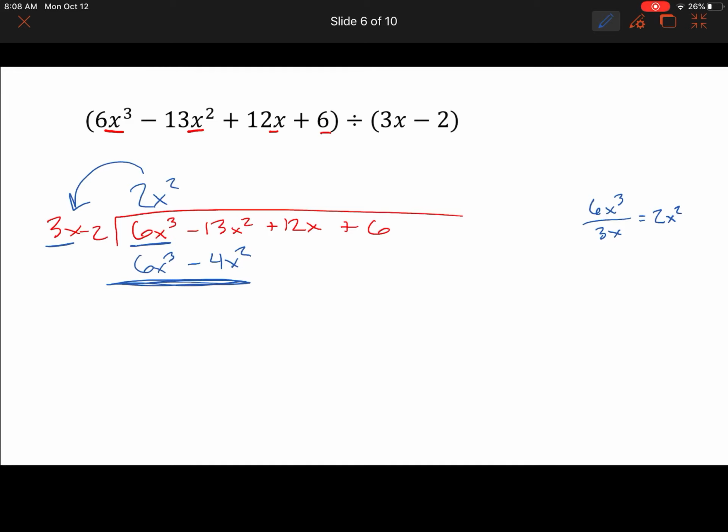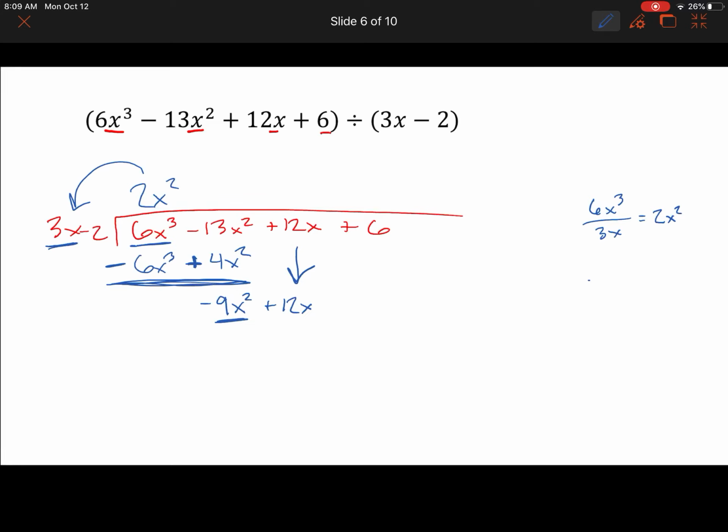And don't forget, at this point, we are subtracting. So let's distribute that subtraction sign here and here, so that becomes a plus. So 6x cubed minus 6x cubed is 0. Negative 13 plus 4x squared gives me negative 9x squared. Bring down the next term, plus 12x, and then we repeat.